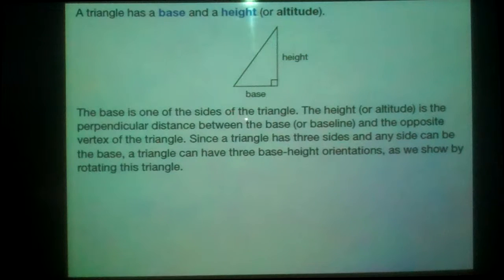So the base is one of the sides. The height is the perpendicular distance between the base and the opposite vertex of the triangle. Okay? We're going to show you a bunch of different ways that those two can relate. But what we need to make sure is that the height is perpendicular to the base. Okay? And it has to go to the opposite vertex, in this case, this point right here, from the base.